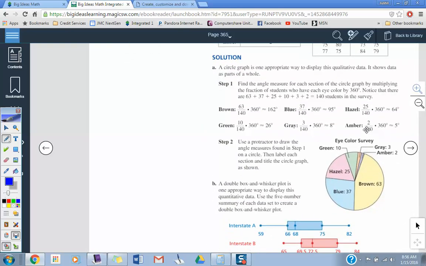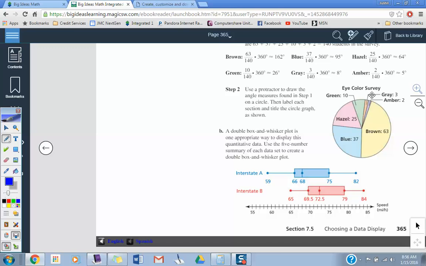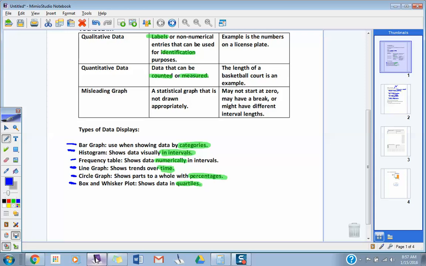Well, we've looked in the past at having 2 different data charts listed comparably as what type of a chart, guys? Box and whisker plot. And part B says the following. It says a double box and whisker plot is one appropriate way to display this quantitative data. We use the 5-number summary of each data set to create what we call a double box and whisker plot. So typically when you're comparing 2 sets of data like that, you're going to have some kind of a double graph. In this case, double box and whisker plot. All right. So I just kind of want to touch on that there. You know how to get to page 365 if you need to read through that again. But I want to see what we have as examples to try and talk about.